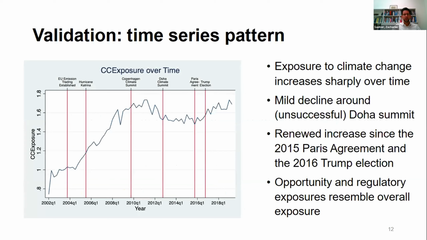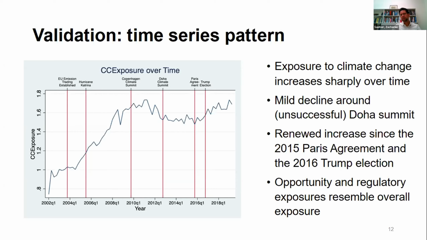So let's get to the results. We start with describing and validating the data, because we think once you introduce a new measure, it's highly important before you start all kinds of asset pricing tests to show that the measure makes sense. So here's some validation in the time series. You see here how climate change exposure across all firms, now here measured still on a quarterly basis, has evolved over time.